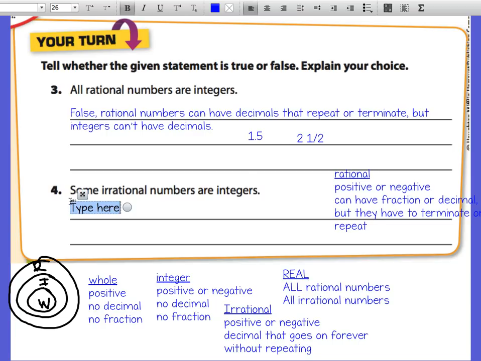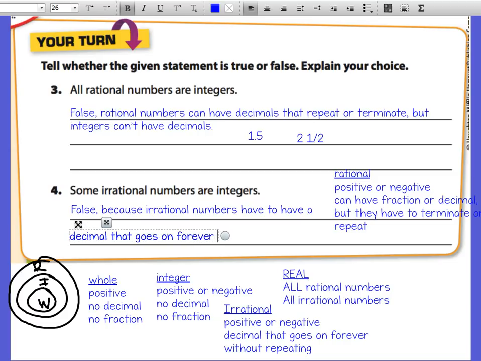Some irrational numbers are integers. Well, this is false because irrational numbers have to have a decimal that goes on forever without repeating, and integers can't have decimals.